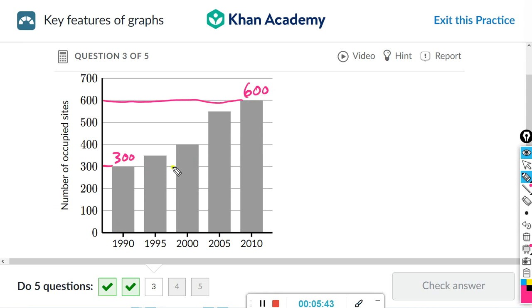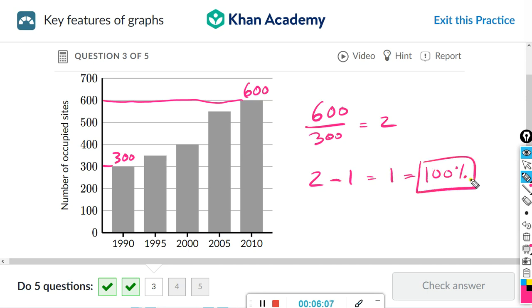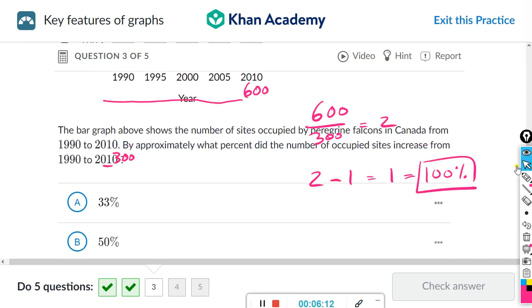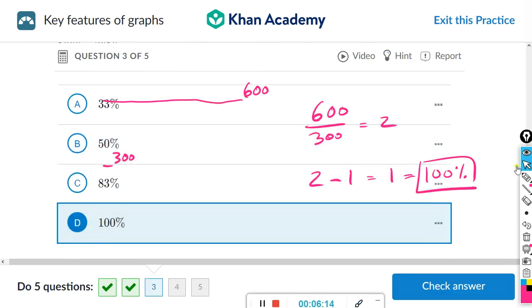So we can see already it went up by 100%. If you want me to prove it, we'll do 600 divided by 300. That's 2. But you subtract 1, or 100%, from that to get the percentage increase. So 2 minus 1 is 1, and 1 is the same as 100%. It increased by 100%. Answer D.